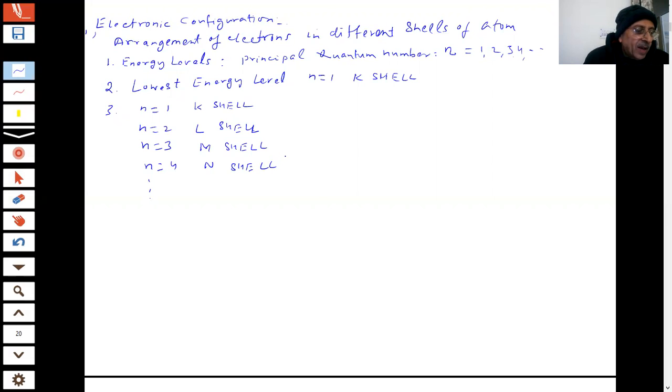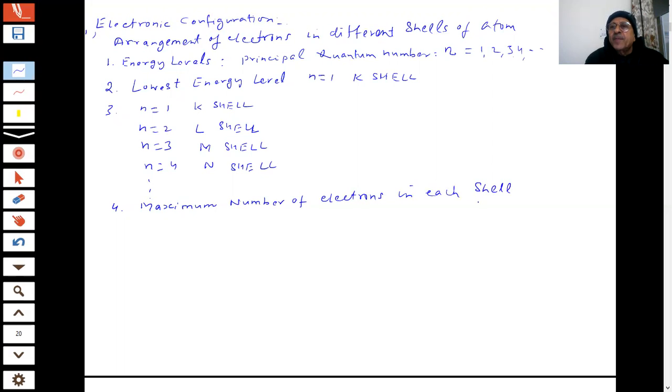So the maximum number of electrons in each shell is given by a rule, students, which we use. Can you tell me what the formula is to find the maximum number of electrons in each shell? How many electrons can be there in each shell? The formula is 2n square, where n is the value of the principal quantum number.